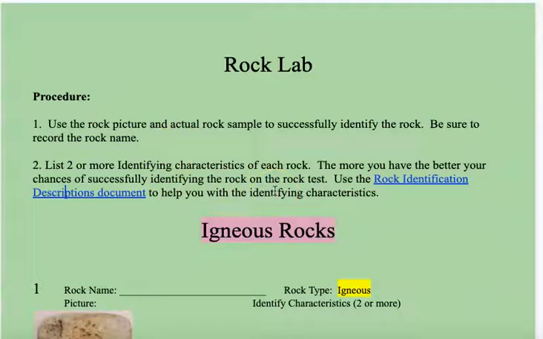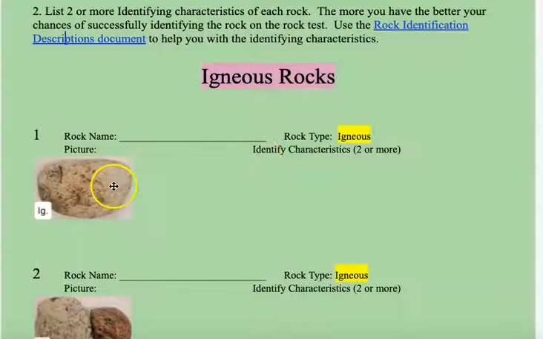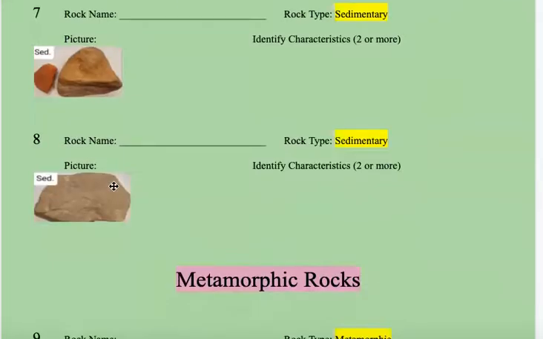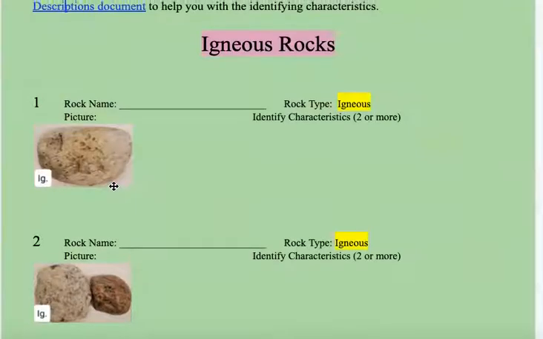So what does all that mean? Well, let's take a look. So on your rock lab, you'll notice that it goes 1 through 13. And some of it's already done. For example, it says IG here. That means it's an igneous rock.